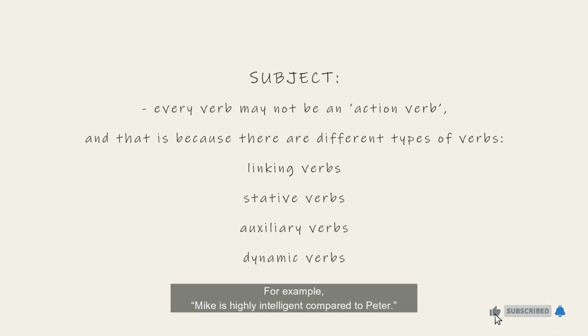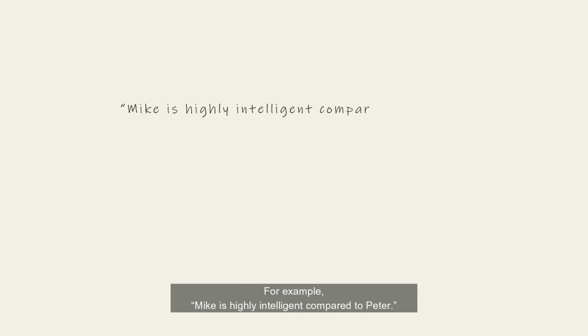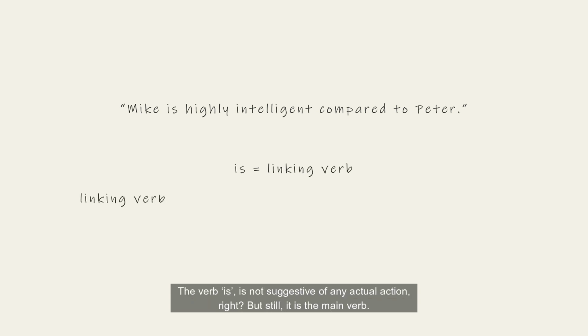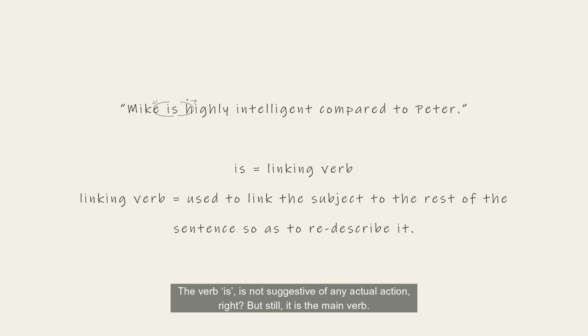For example, Mike is highly intelligent compared to Peter. The verb is not suggestive of any actual action, right? But still, it is the main verb. In this case, it's a linking verb. It's telling us something about the proper noun Mike, who happens to be the subject of the sentence.